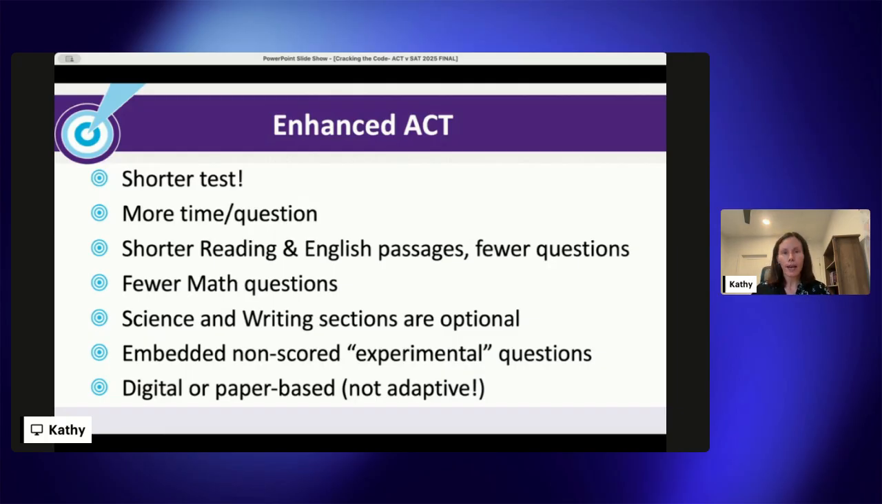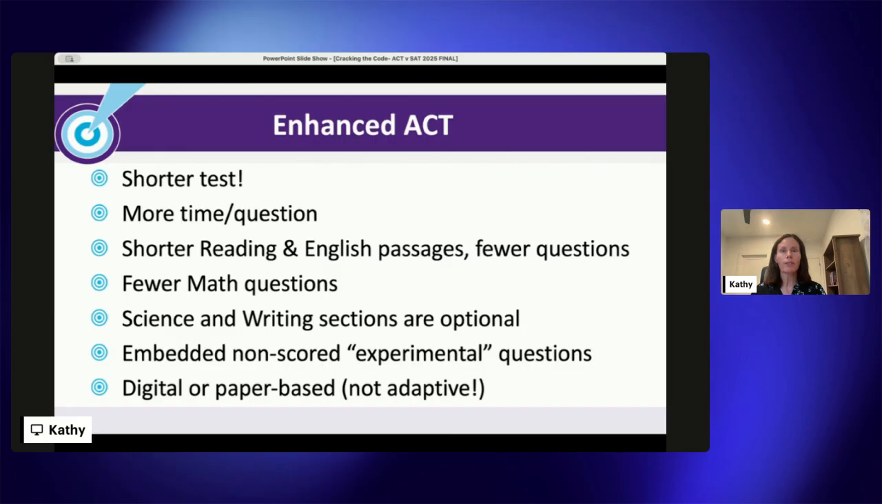The reading and English passages, while still long, are not as long as they used to be. And there are fewer questions per passage. So again, you're going to get a long column of text and then 9 questions or so, which you'll answer about that text. Fewer math questions. The science and writing sections are both optional now.